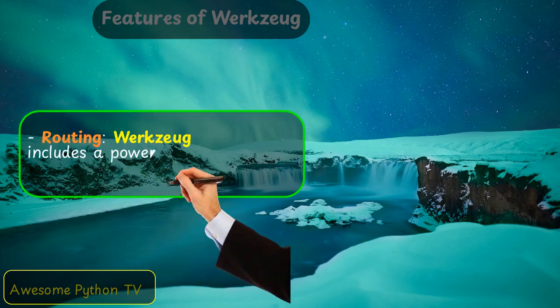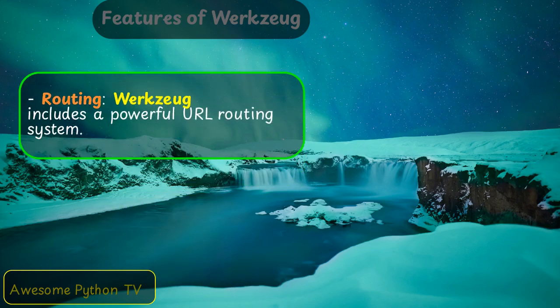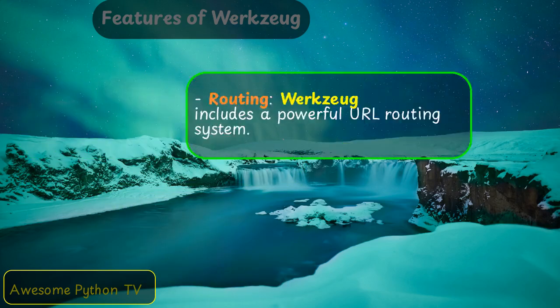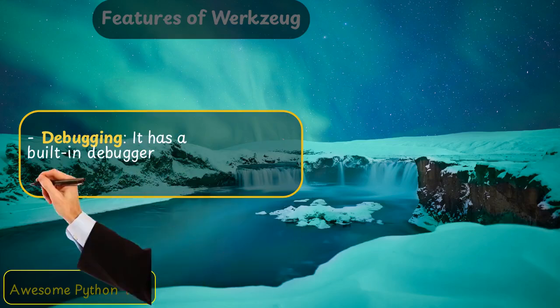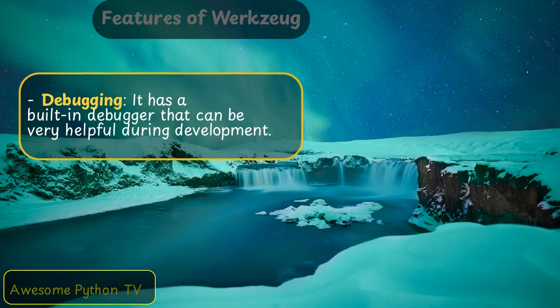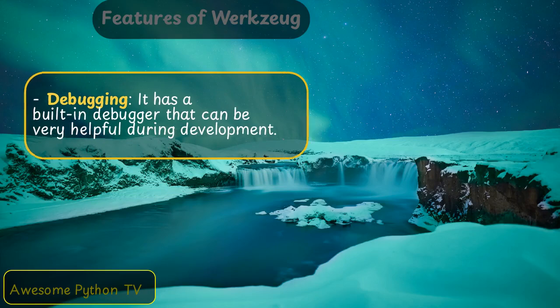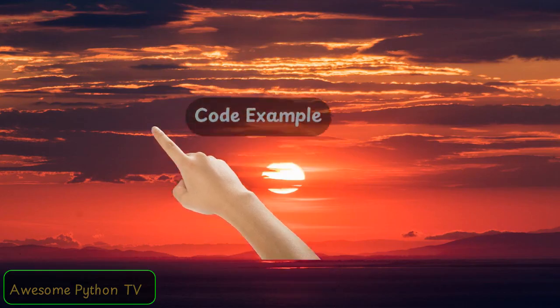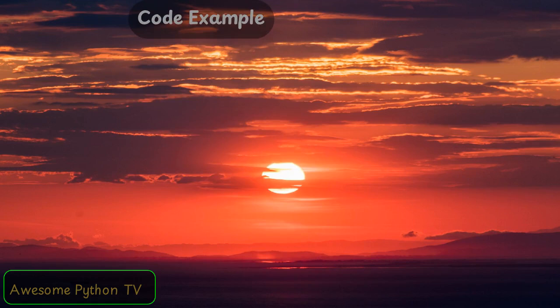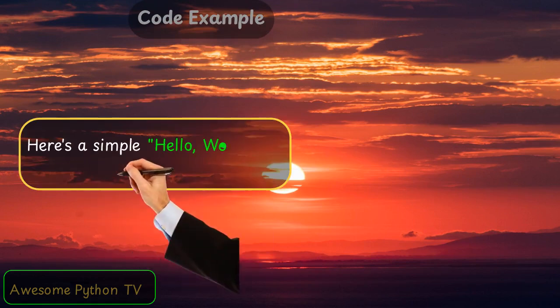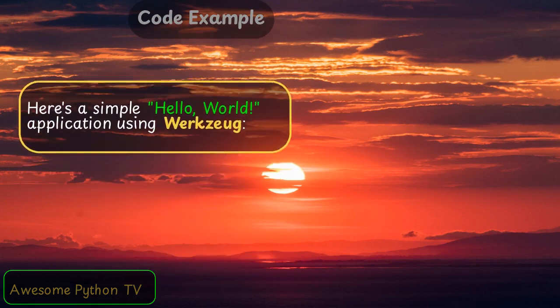Routing. Werkzeug includes a powerful URL routing system. Debugging. It has a built-in debugger that can be very helpful during development. Code example. Here's a simple Hello World application using Werkzeug.